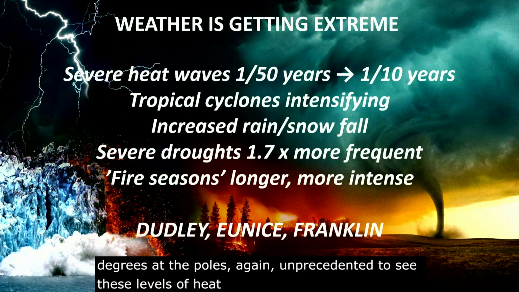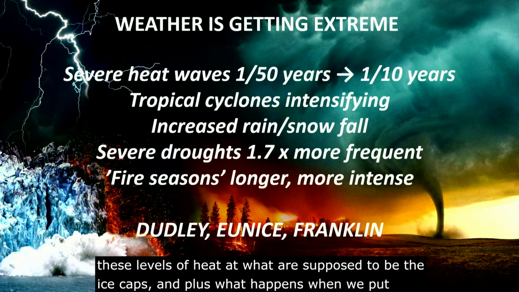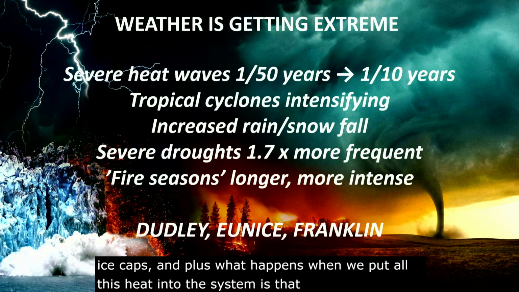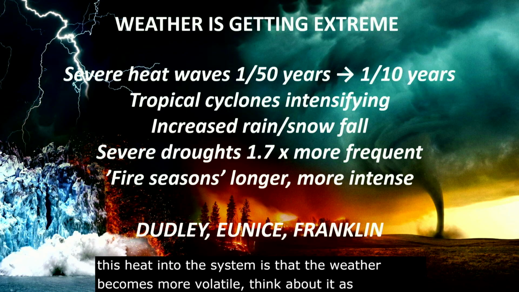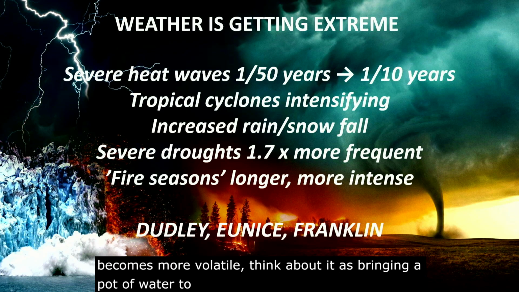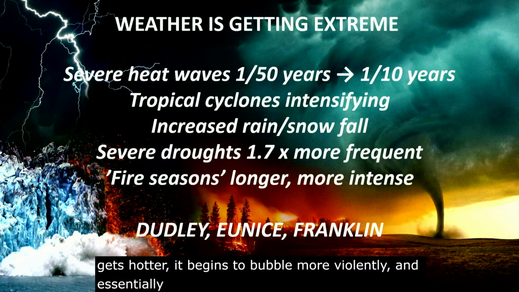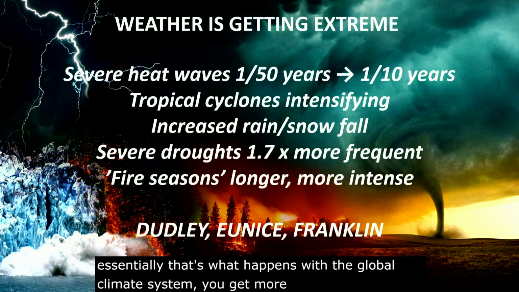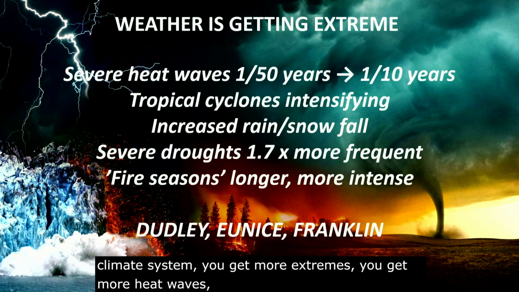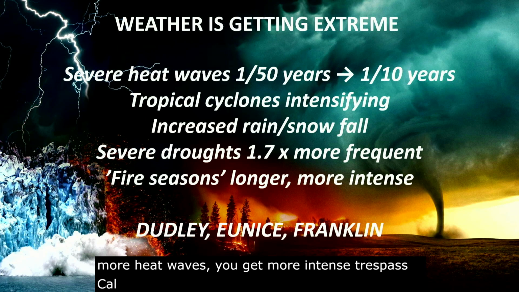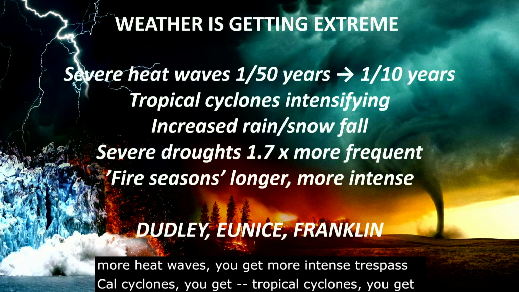And what happens when we put all this heat into the system is that the weather becomes more volatile. Think about it as bringing a pot of water to boil on the stove. As that water gets hotter, it begins to bubble more violently. And essentially, that's what happens with the global climate system. And so you get more extremes, you get more heat waves, you get more intense tropical cyclones, you get increased precipitation in highly localized intensive events. And we get longer fire seasons and longer droughts.